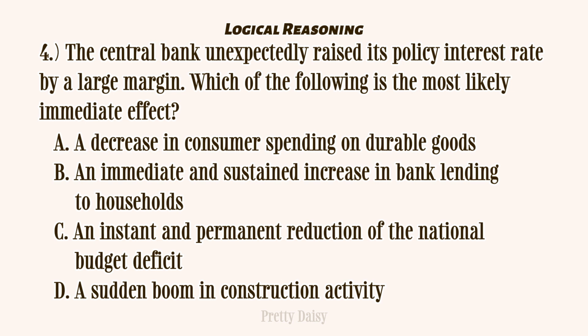4. The central bank unexpectedly raised its policy interest rate by a large margin. Which of the following is the most likely immediate effect? A. A decrease in consumer spending on durable goods. B. An immediate and sustained increase in bank lending to households. C. An instant and permanent reduction of the national budget deficit. D. A sudden boom in construction activity.